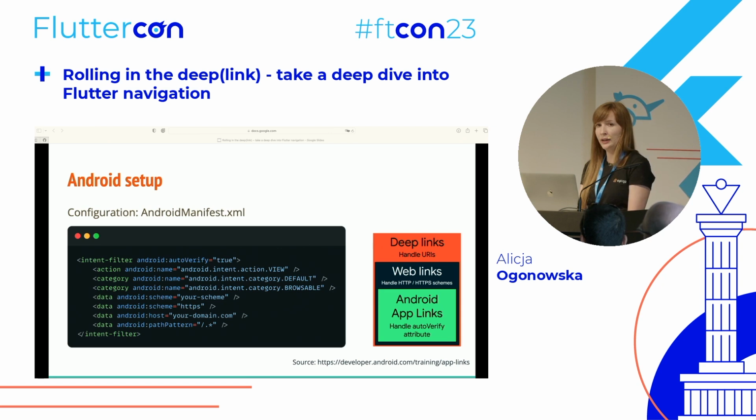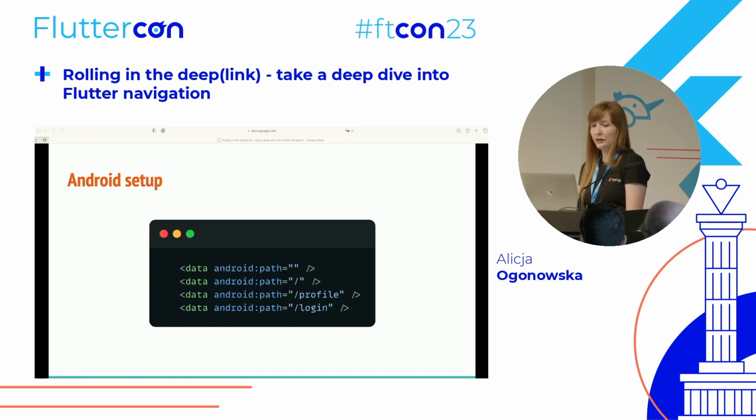So we'll start with Android, and here all the magic happens in the Android manifest. You need to add an intent filter and specify the scheme that you want to use. You can either use HTTPS or a custom one. Then you need to define your host, so your domain, and also some paths that you will be accepting. You can define it by a path, and this is the exact path that needs to be matched, so it's not super flexible.